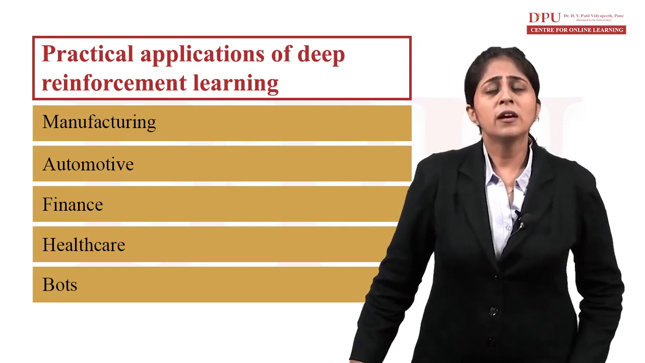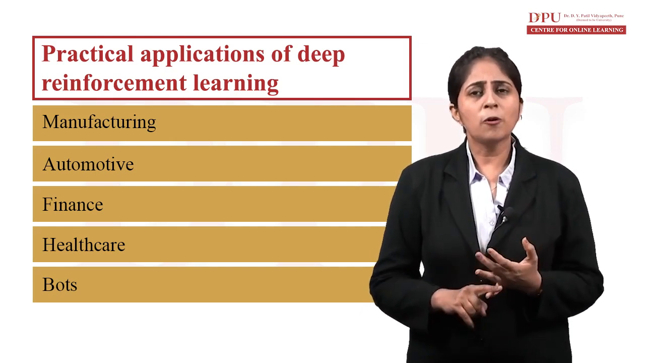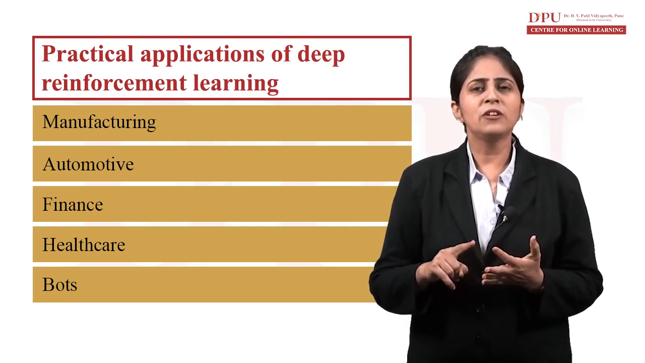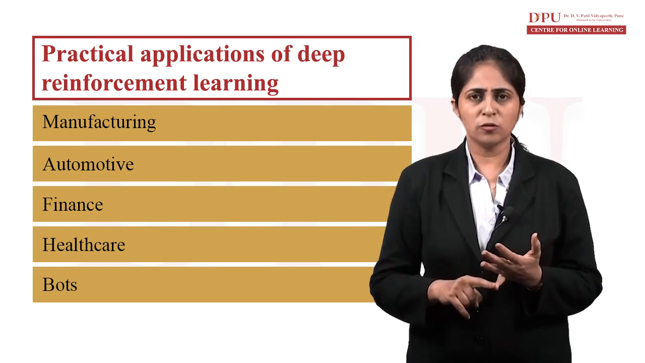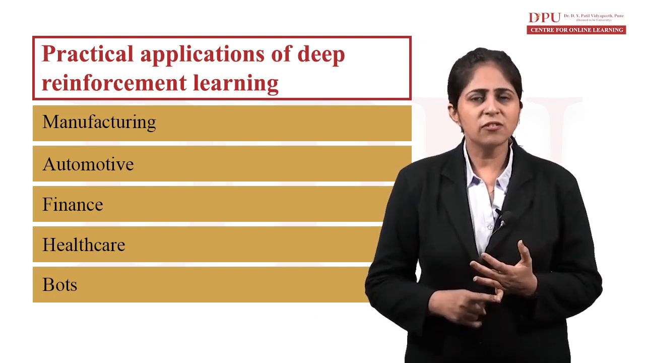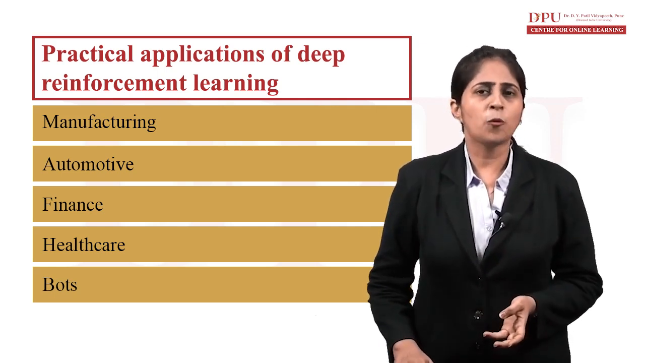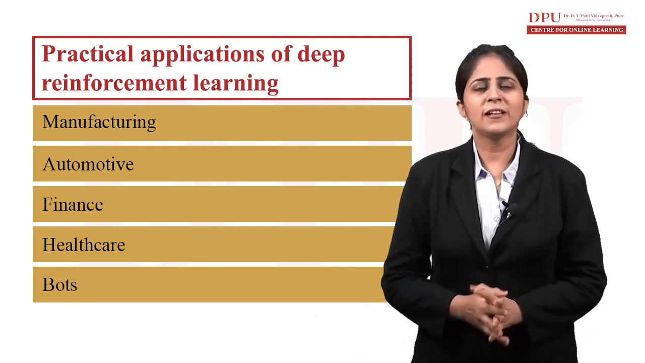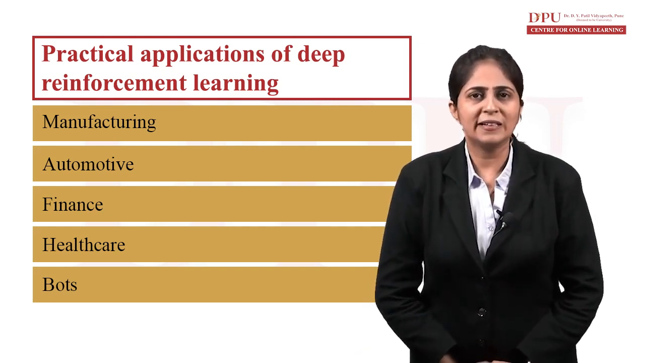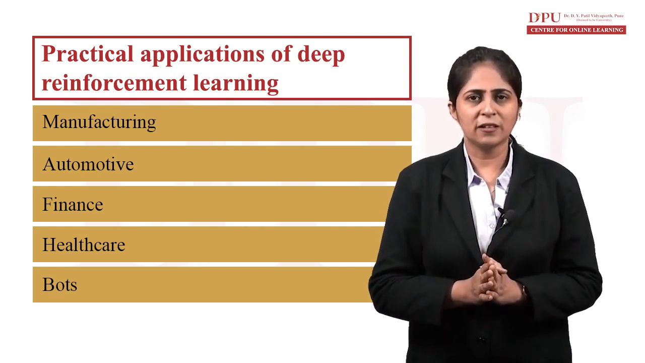So talking about the various applications, we have talked about where all we can use deep reinforcement learning. We can use it in the fields of manufacturing, the automotive industry, finance, healthcare, and bots. These were a few applications of deep reinforcement learning. With this we finish our topic of deep reinforcement learning.